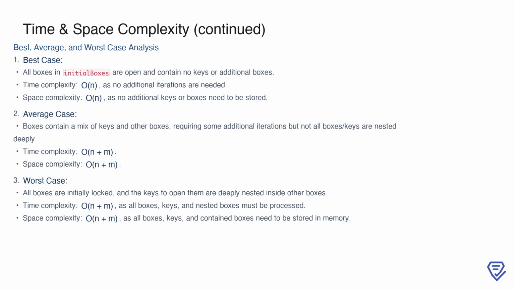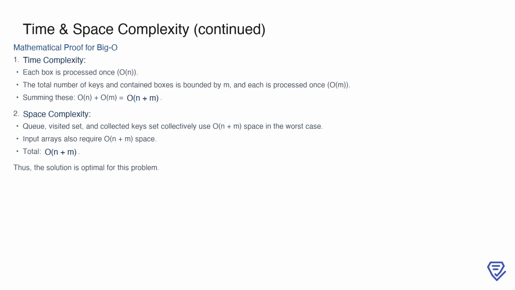Even here, the time and space complexities are n plus m, due to the linear processing of boxes and keys. To solidify this, we can mathematically prove the big O bounds. First, for time complexity, each box is processed exactly once, contributing n. The total number of keys in contained boxes across all iterations is bounded by m, contributing m. Adding these terms gives n plus m.